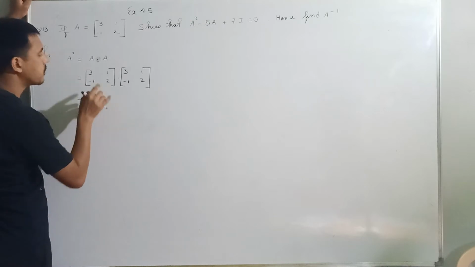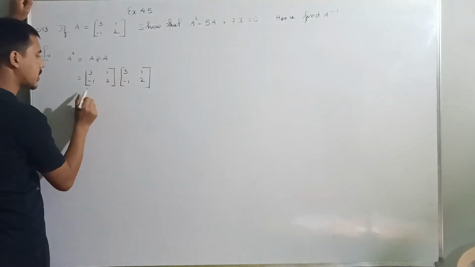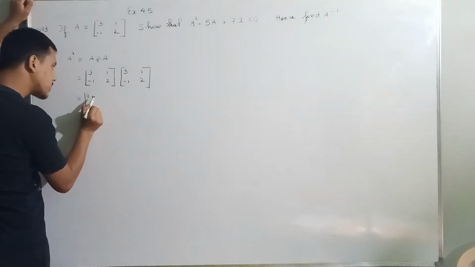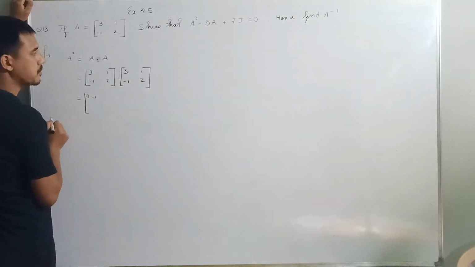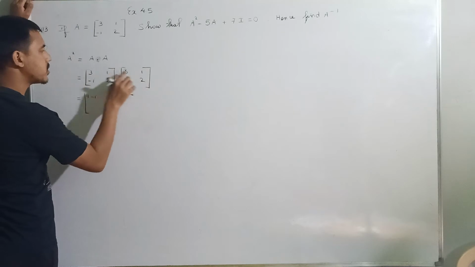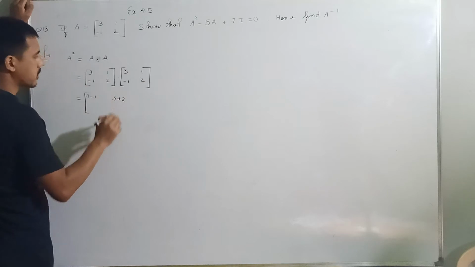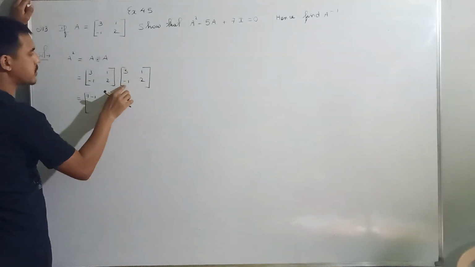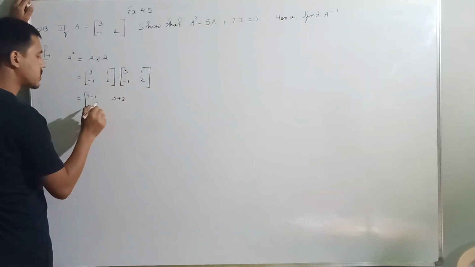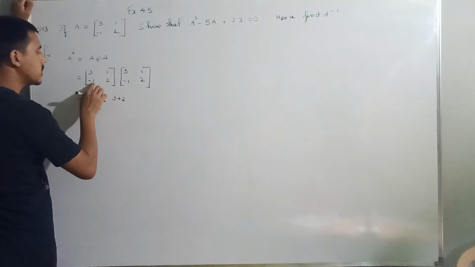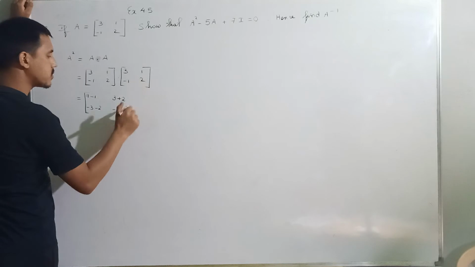How do we multiply? The first row will multiply the first column. 3 times 3 is 9 plus 1 times minus 1 is minus 1, right? The first row with the second column, 3 times 1 is 3 plus 1 times 2 is 2. Second row with the first column, minus 1 times 3 is minus 3 plus 2 times minus 1 is minus 2. Second row with the second column, minus 1 times 1 is minus 1 plus 2 times 2 is 4.